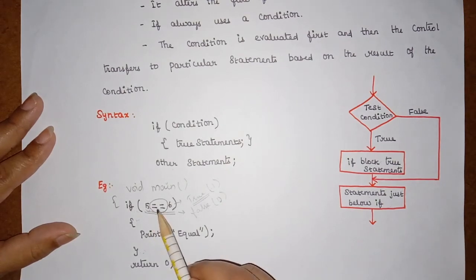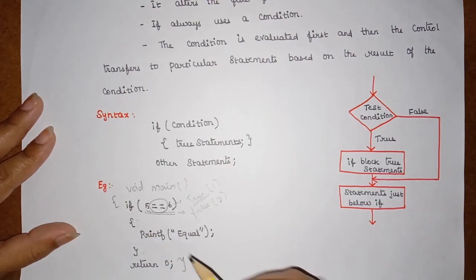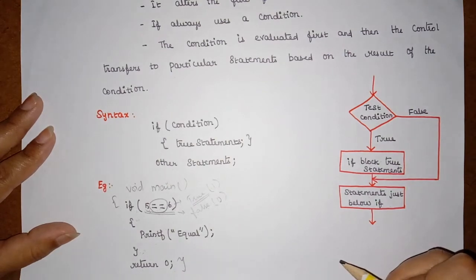And now checking the condition 5 is equal to 6, which is not true here, which is false, right? So if it is false, this printf statement will not get executed. So what happens? Directly your control moves to this return 0. And here we mentioned return 0, which indicates that the program is successfully completed. So it won't print anything in the output here.